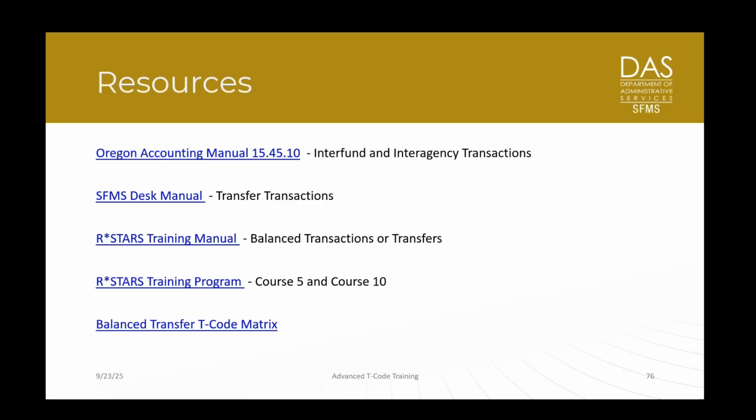The R-Stars training program, if you haven't taken it, has some really great information in course 5 and course 10, and it goes through more in depth all that's happening on that 28A and 28B screen, because there's a whole bunch of different lines that we didn't cover today, but understanding why the different T codes might be the right choice. So if you haven't done that, you should sign up for the R-Stars training program. And then there's a balance transfer T code matrix just to be a help there.